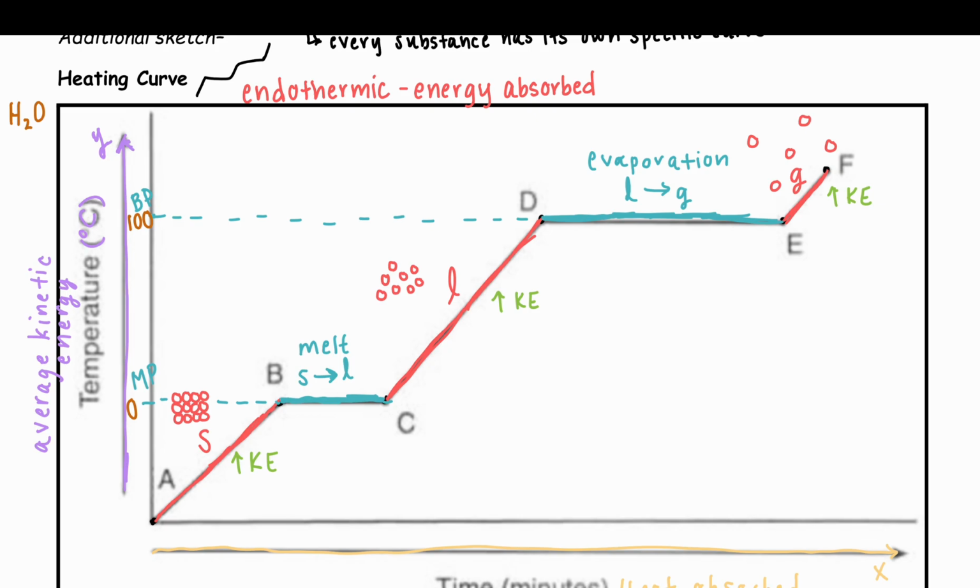Now, what about potential energy during these segments? During this time, we say that potential energy is constant. Potential energy is going to stay constant while a substance is in the solid, liquid, or gas phase, and kinetic energy is going to increase.